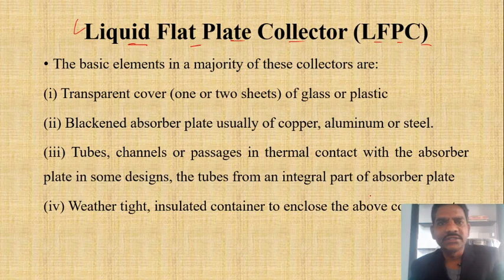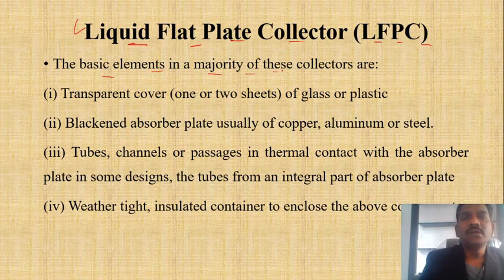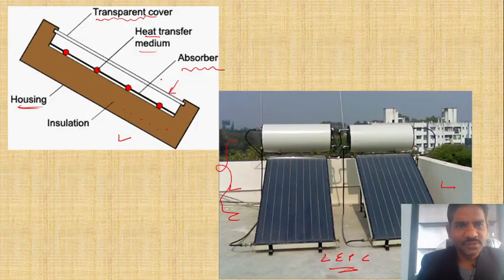So let's discuss here. The basic elements in the majority of these collectors are the transparent cover. It may be one or two sheets of glass or plastic. For the transparent cover, the material used may be glass or it may be plastic, guys. This is the top position.